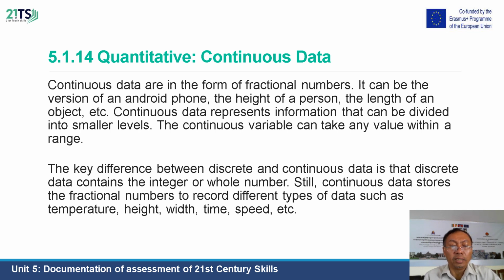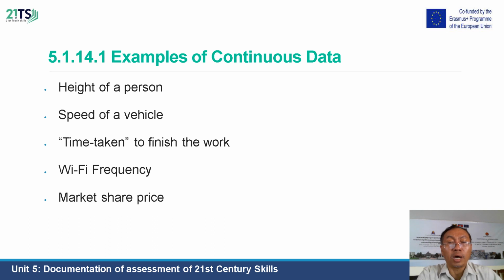The key difference between discrete and continuous data is that discrete data contains integers or whole numbers, whereas continuous data stores fractional numbers to record different types of data such as temperature, height, width, time, speed, etc. Here are some examples of continuous data: the height of persons, speed of a vehicle, time taken to finish work, Wi-Fi frequencies, or market share price fall under the category of continuous data because this information can be divided.